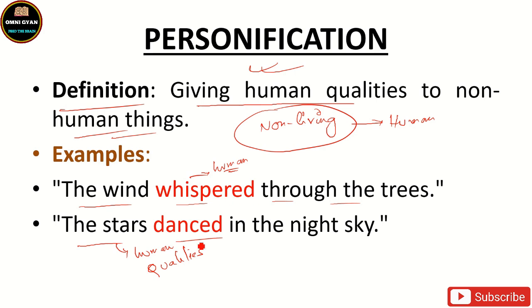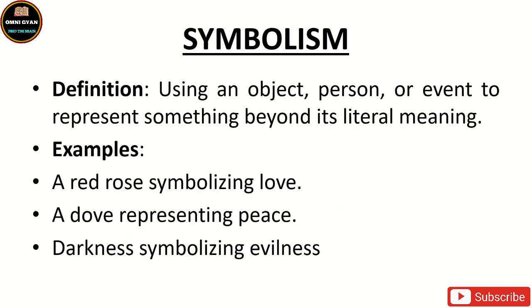So whispered and danced can never be done by non-living things. They can only be done by living things. But you are giving the wind and stars human qualities like whispers and dance. I think I'm clear with this. Okay, I hope that I am clear. This is personification. Then we have symbolism.